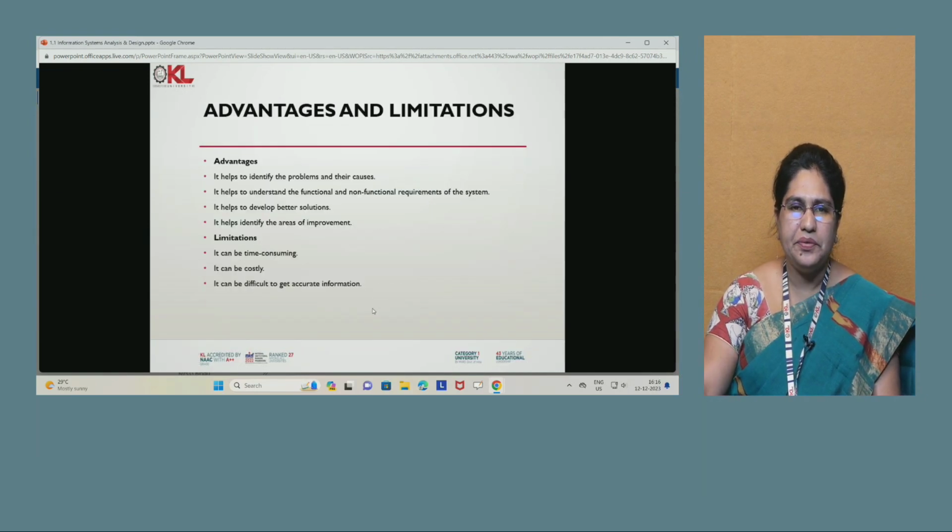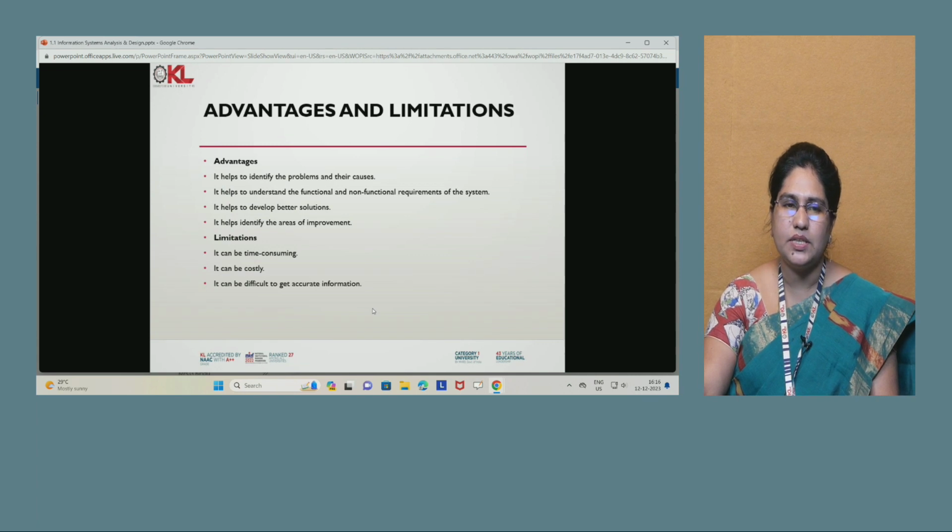So what are the advantages and limitations? Every task, every system, every software has its own merits and demerits. Like that, in software analysis also we have some merits and some failures. What the merits and the limitations or failures are, we are going to discuss in this session. You can see this slide now.